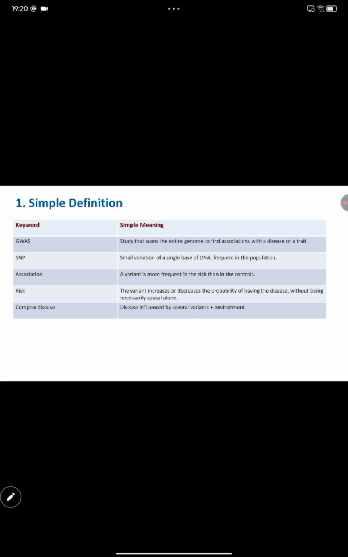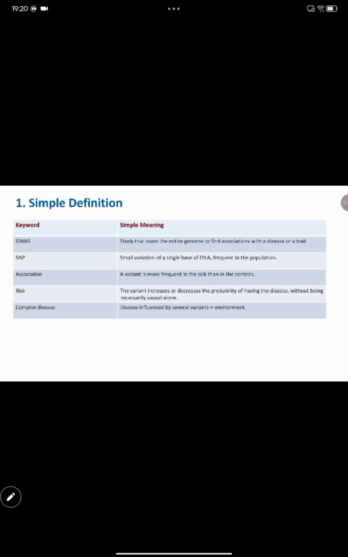I think here we might sum up all this by saying that a GWAS study uses SNPs to look for association that might explain a risk for developing a complex disease, and especially not a monogenic disease.